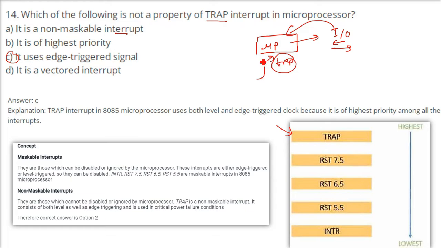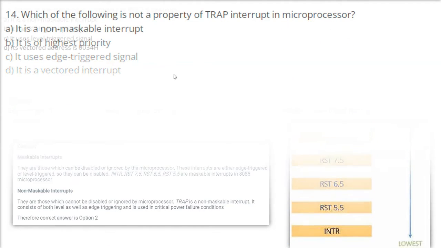That is, whatever is coming, when trap comes, the microprocessor has to deal with it. It cannot be disabled or ignored by the microprocessor. Others, RST 7.5 till INTR, are maskable. They can be disabled, they can be ignored. And trap is a vectored interrupt, highest priority, non-maskable. But the third one, why is it wrong? Because the trap interrupt uses both level and edge triggered signals, because it is of highest priority among all these interrupts which I showed you.